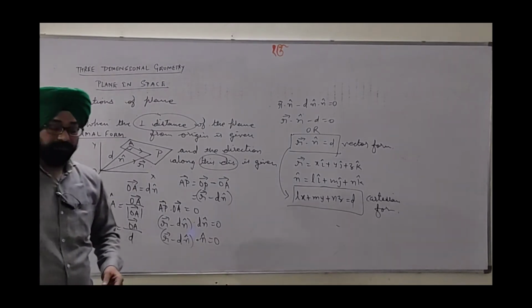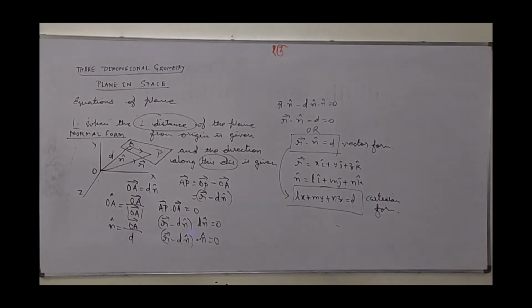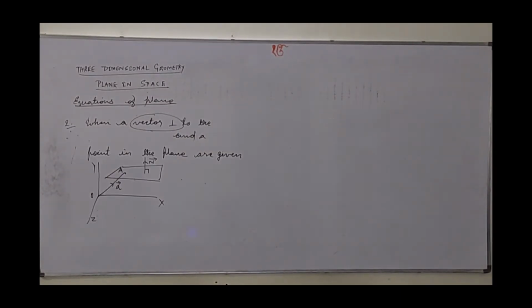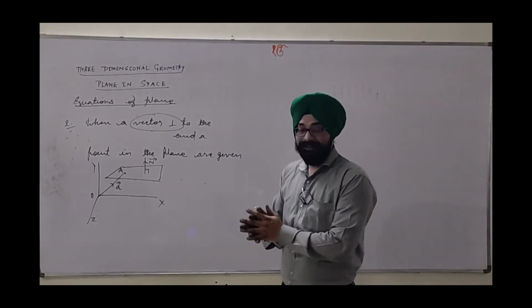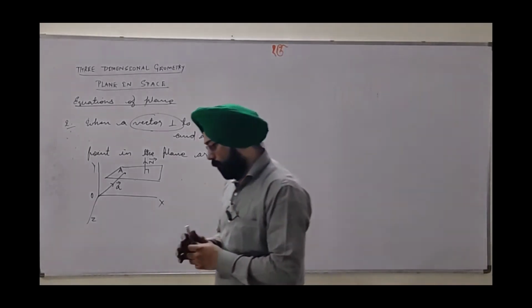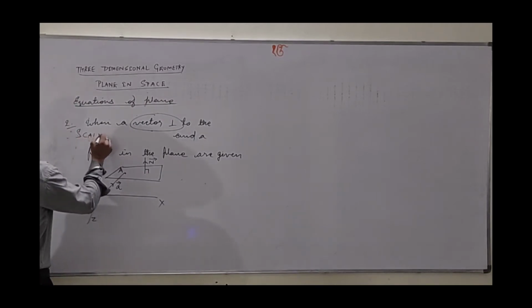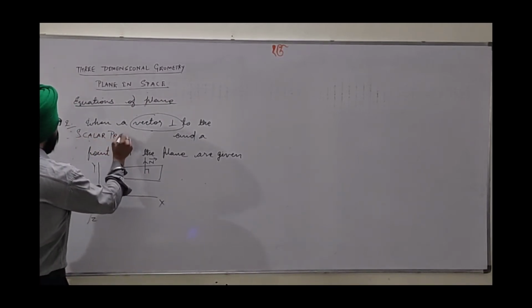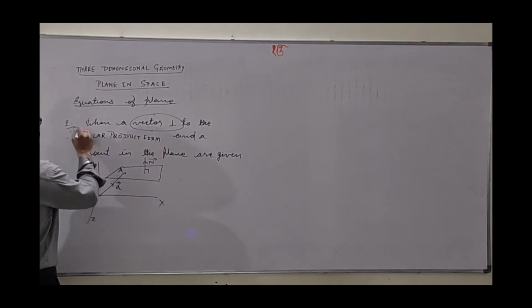Now we will see the second form. Yes, here's the second pattern. This is known as scalar product form. First of all, let me write the name: scalar product form. You'll see why we give this name.